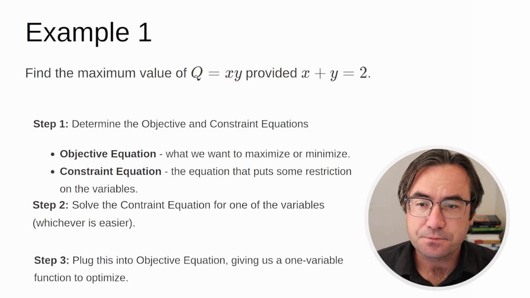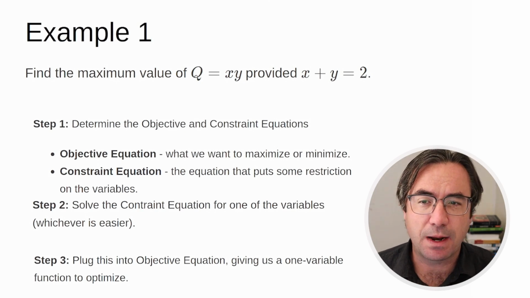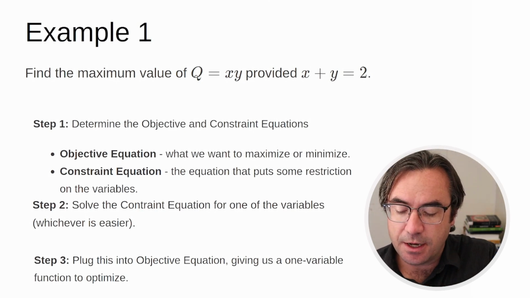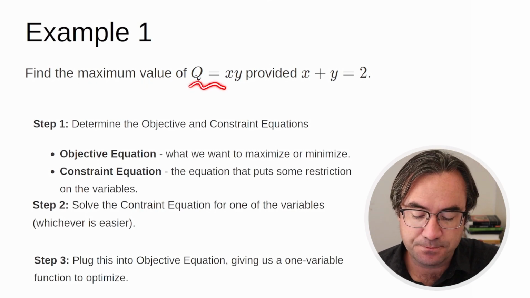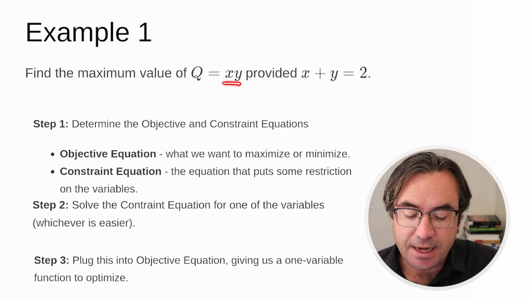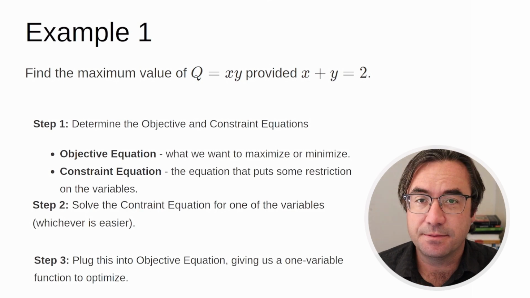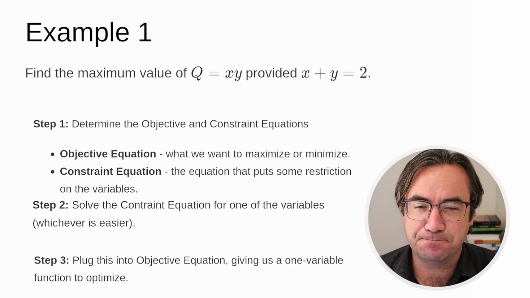All right, so we're going to go through the steps to solve these types of problems. We call these constrained optimization problems. Optimization because we're trying to find the maximum or the minimum of some value. But it's constrained because x and y can't just be anything. There's some other condition that they have to satisfy.